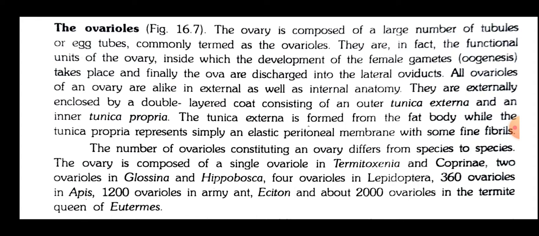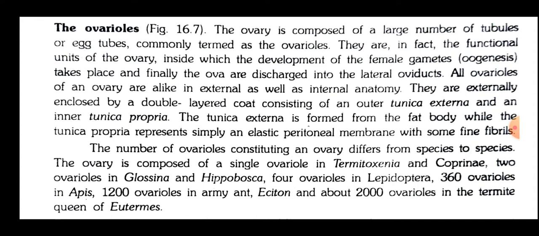They are externally enclosed by a double layered coat consisting of an outer tunica externa and an inner tunica propria. The tunica externa is formed from the fat body, while the tunica propria represents simply an elastic peritoneal membrane with some fine fibrils. The number of ovarioles constituting an ovary differs from species to species.